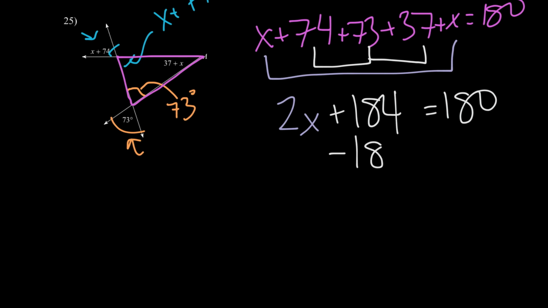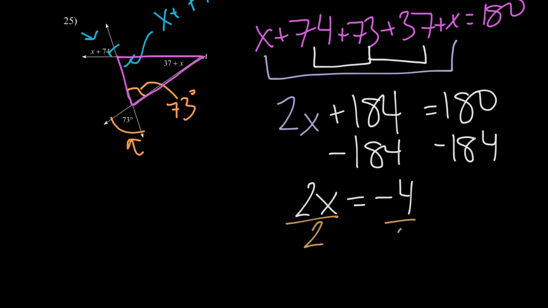Now I subtract 184 from both sides. I'm left with 2x equals -4 this time. Last step is to divide out my 2. So I get x equals -2.